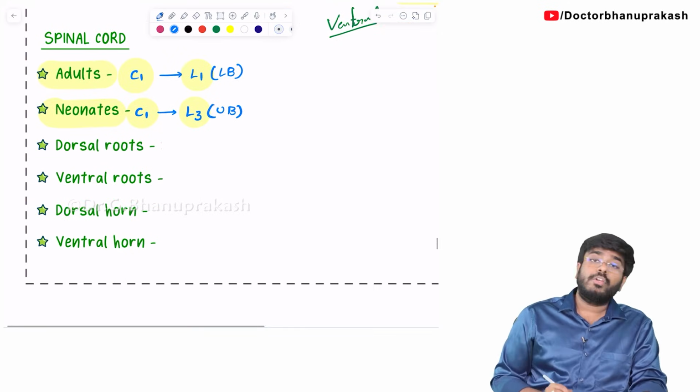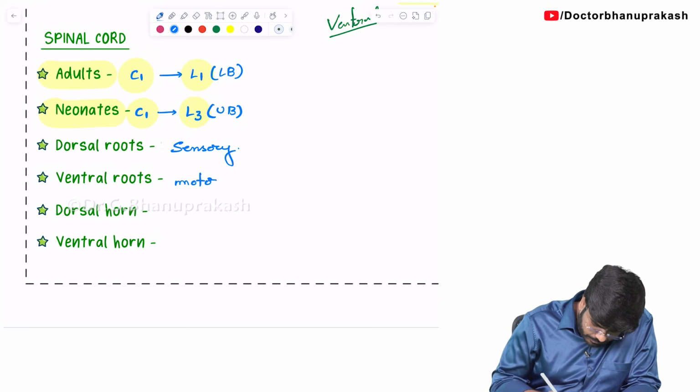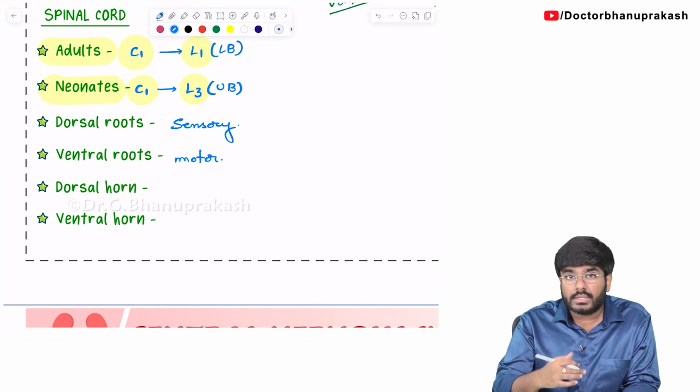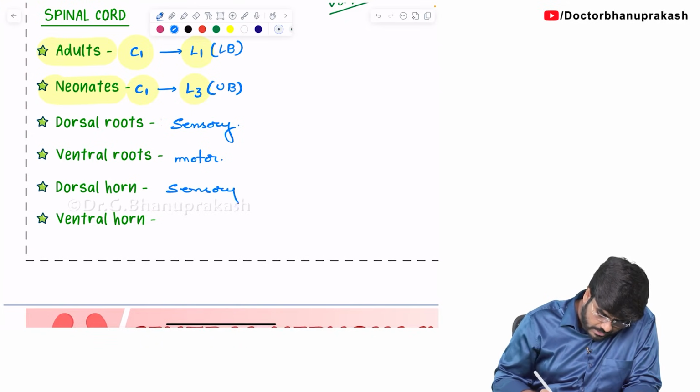What about the dorsal roots? Have we already taught you? The dorsal roots are always sensory. What about the ventral root? Ventral roots are always motor. But what about the dorsal horn and ventral horn? Guys, the dorsal horns are always sensory because they are receiving the sensation. Ventral horns are always motor.